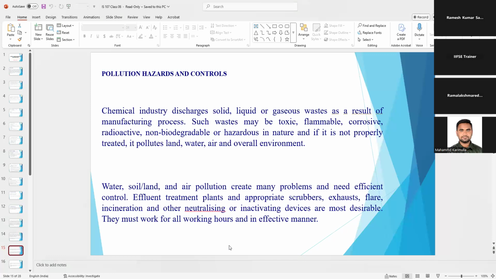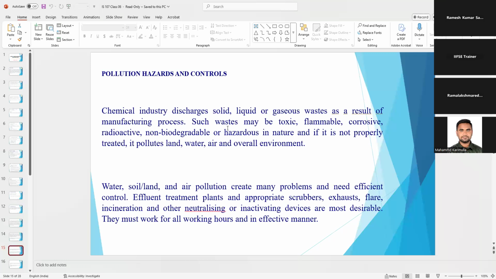So that is where the pollution control board has installed continuous emission monitoring systems, CEMS, not air, continuous emission monitoring systems. There they can monitor the performance of your vent, how you are cleaning and purifying your waste or gases. Such waste may be toxic, flammable, corrosive, radioactive, non-biodegradable, or hazardous in nature.